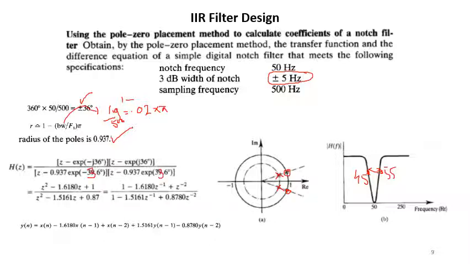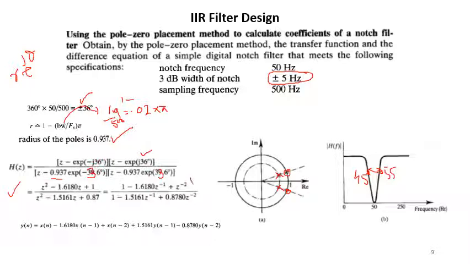So by putting in the values, we can express H of z as z minus exponential to the power minus j36 and z minus exponential to the power plus j36. Similarly for the poles, because we have r e^(j theta), again we have z minus r, which is 0.937 exponential e power minus j 36, and again z minus 0.937 exponential e power plus j 36 degrees, right? So on simplification we get something like this.